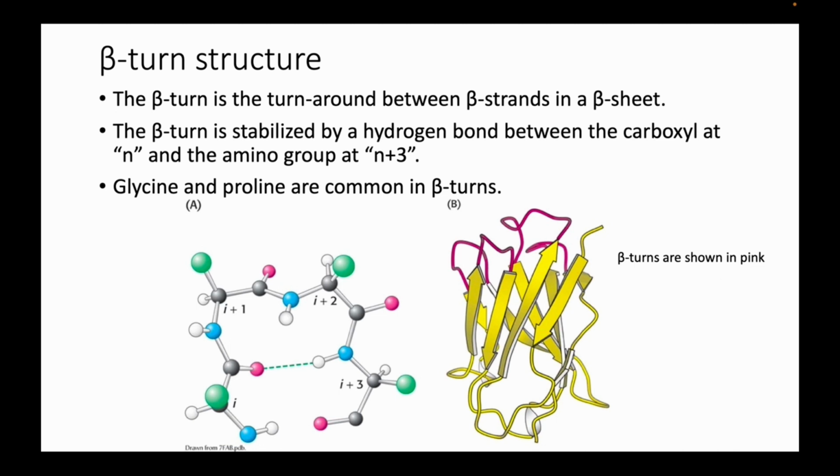And if we take a closer look at the molecular structure, we can see this is what it looks like. It's like four amino acids stabilized by a hydrogen bond between amino acid N, or I, and N plus 3. So here's N, N plus 1, 2, 3, and we see this hydrogen bond right there stabilizing that beta turn. The amino acids glycine and proline are going to be really common in beta turns. Glycine because it's a small side chain, so it can accommodate that tight geometry, and proline because we know proline induces turns in the backbone structure. So proline is a natural fit for beta turns.